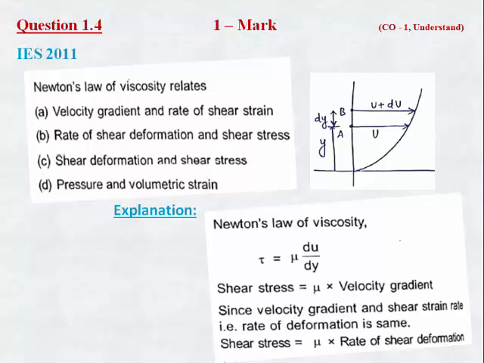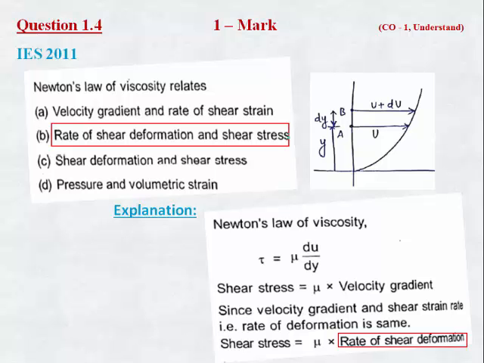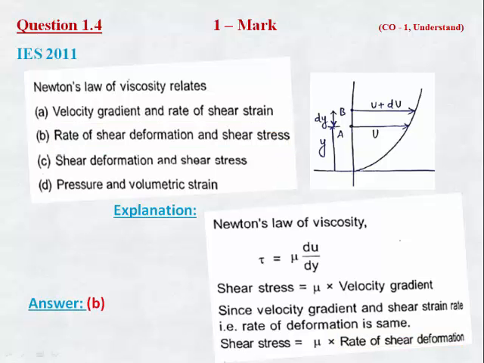Tau is shear stress. Mu is dynamic viscosity. Du by dy is velocity gradient. Velocity gradient is also equivalent to rate of shear deformation. That was asked here. Look at option B. Newton law of viscosity relates rate of shear deformation and shear stress. So the answer will be B.